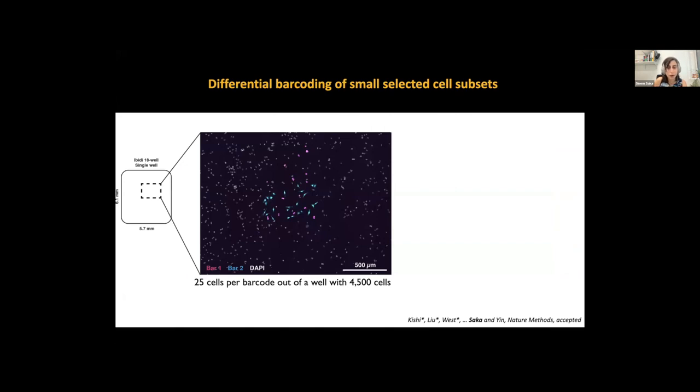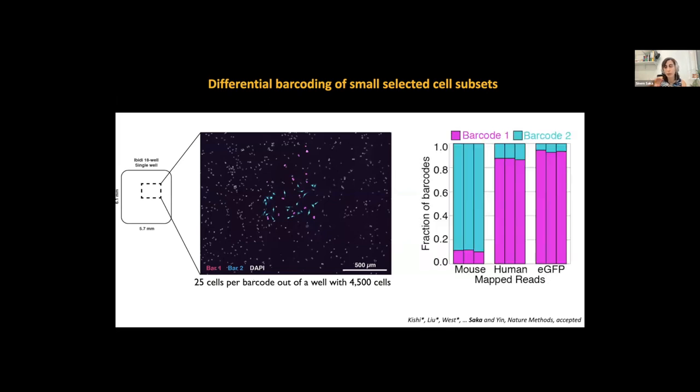And you can do this for a fairly small number of cells. So in this case, we have done 25 cells of each from almost a 6 millimeter by 6 millimeter chamber with a lot of other cells. So it was just a small population of samples we actually used. And we were able to map the reads correctly to human or to mouse with more than 90% accuracy.